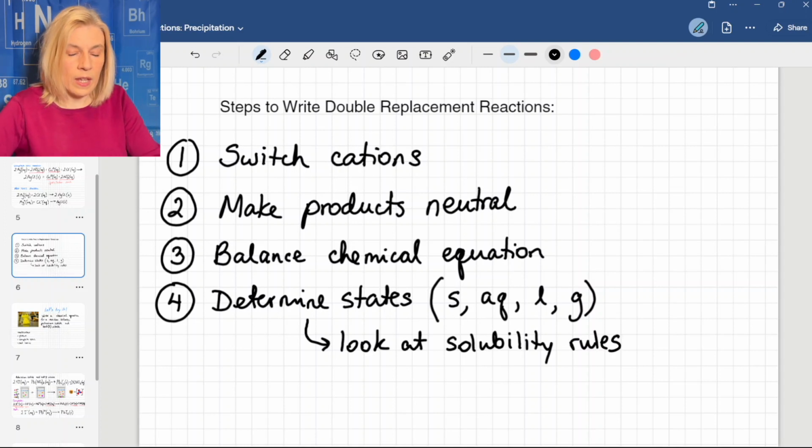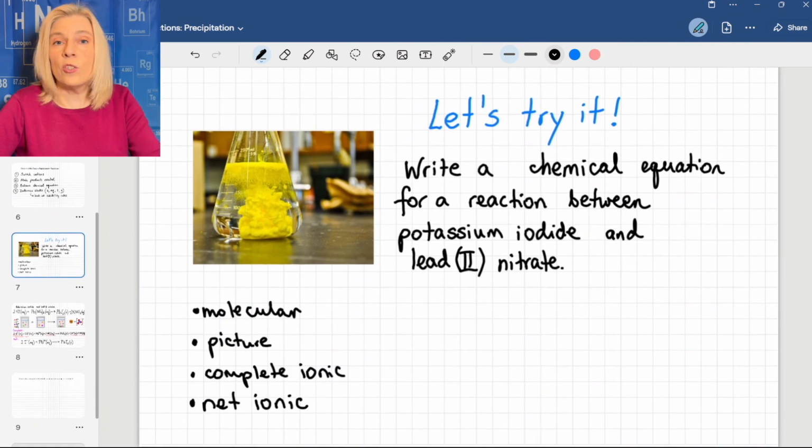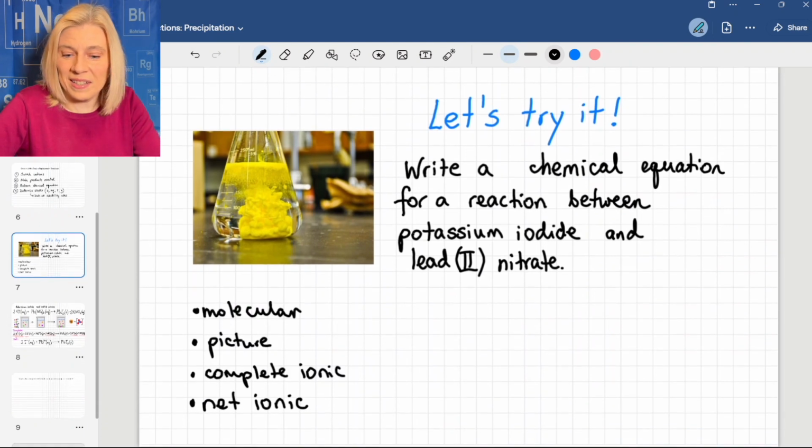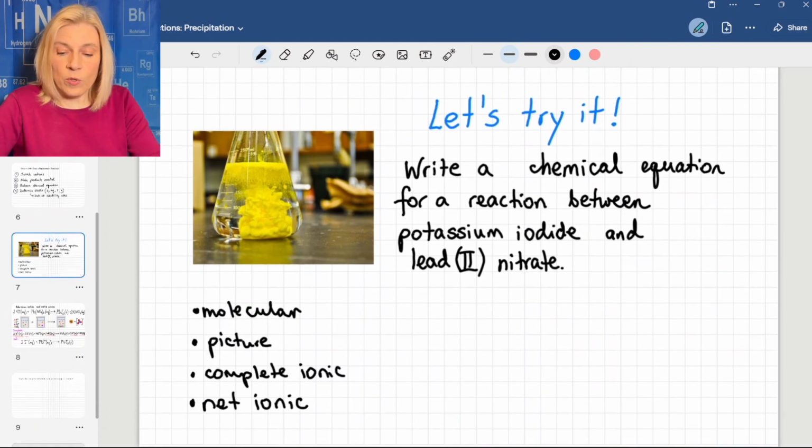Okay. I think you should try a reaction. Let's try it. I would like you to write a chemical equation for a reaction between potassium iodide and lead 2 nitrate. I didn't write the chemical formulas for these compounds because I would like you to know them. So here's a picture. They were both clear solutions, and when they touch each other, when they mix, they form this beautiful yellow precipitate. What is that yellow precipitate?